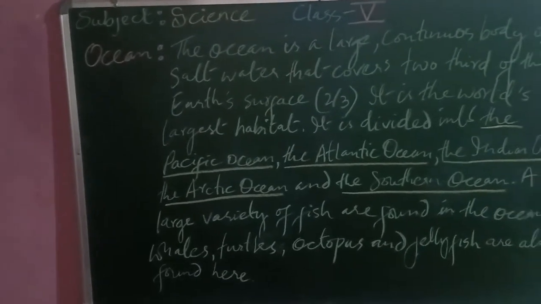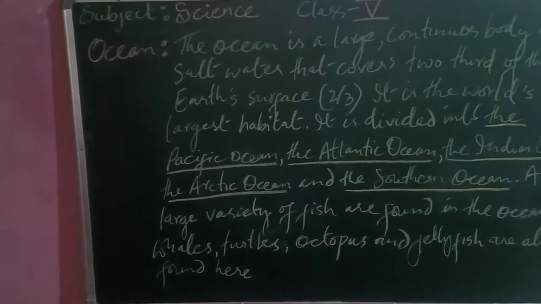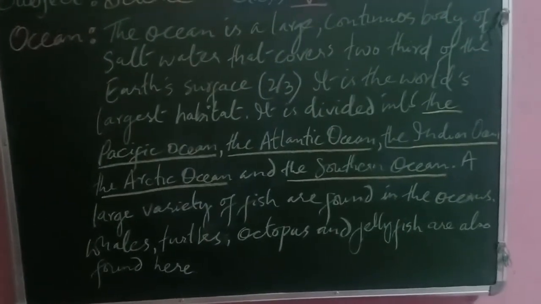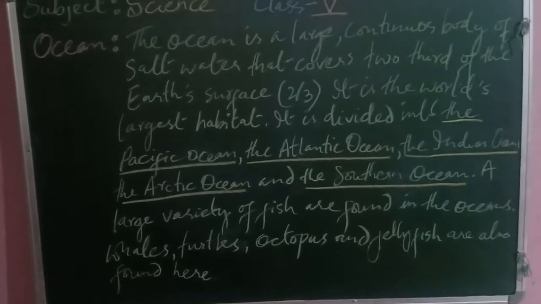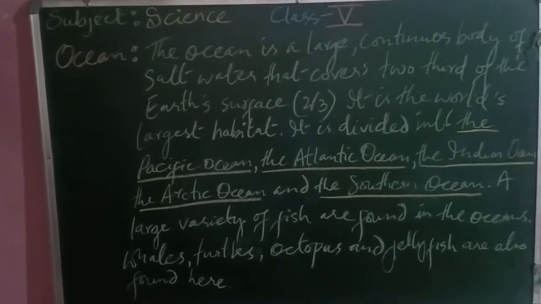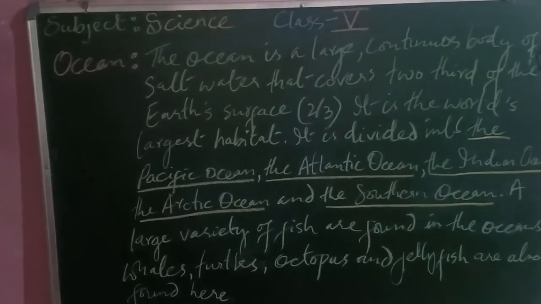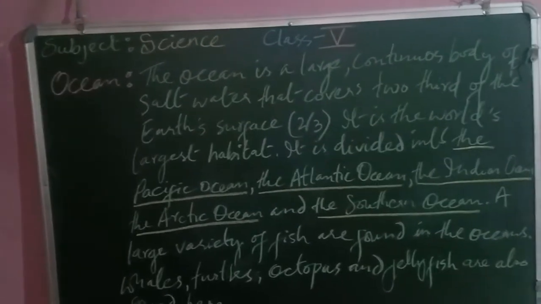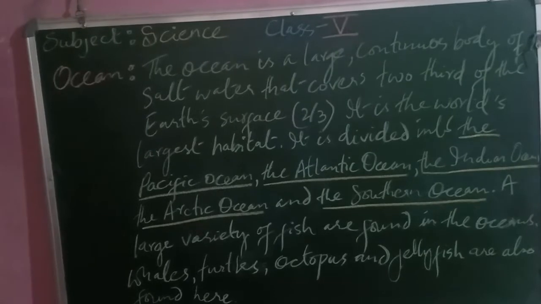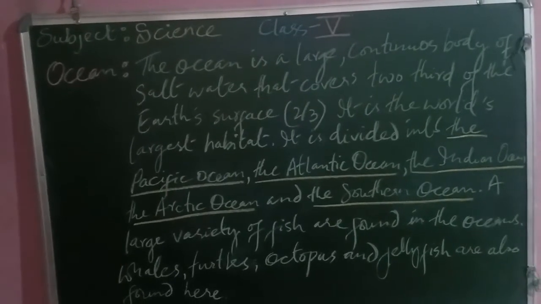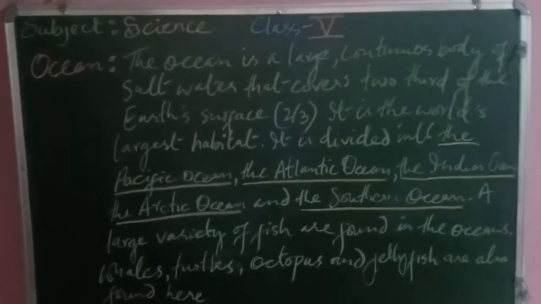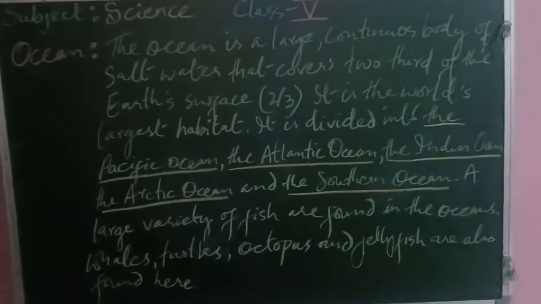Sorry, five oceans, okay, which are Pacific, Atlantic, Indian, Arctic and Southern Ocean. And a large variety of fish are found in the oceans that we all know. So some of the animals that live inside these oceans are whales, turtles, octopus and jellyfish. And there are many more others which they have not mentioned here.